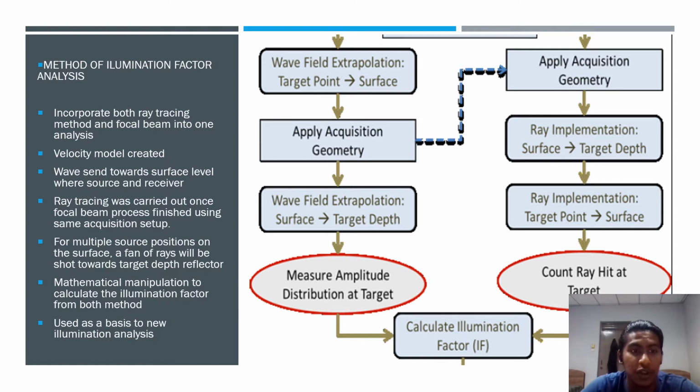So for multiple source positions on the surface, a fan of rays will be shot towards the target depth reflector. However, all the rays will travel through the layers and anomalies and will only reflect back towards the surface once they reach the depth target and obey certain rules. So the reflected rays are detected back at surface level, and only those rays will be used for the ray hit count. So mathematical manipulation to calculate the elimination factor from both methods was used as a basis for a new elimination analysis.